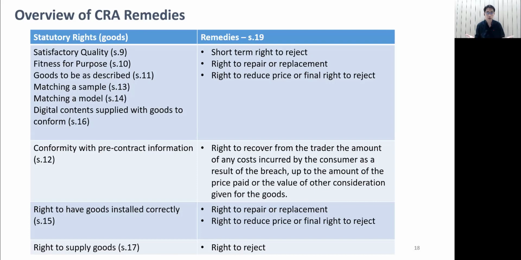So, similar to damages. Look at the third row. If the breach of the statutory implied term in the CRA is a breach of 15, where the goods were not properly installed, then you have only two tiers, no three tiers. Finally, the right to supply goods, which is the right to sell, the equivalent of section 12 of SOGA. Here it is section 17, right to supply. If you breach that, you have the right to reject, only one tier. That's it.